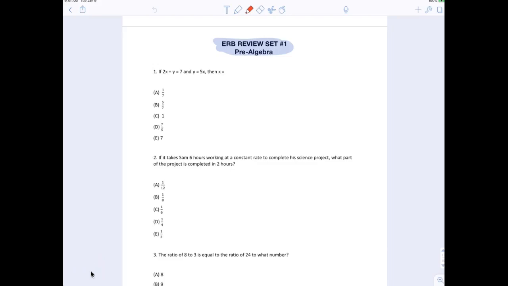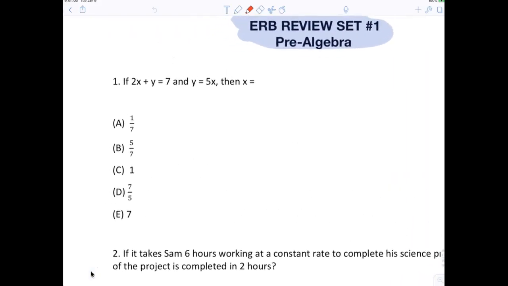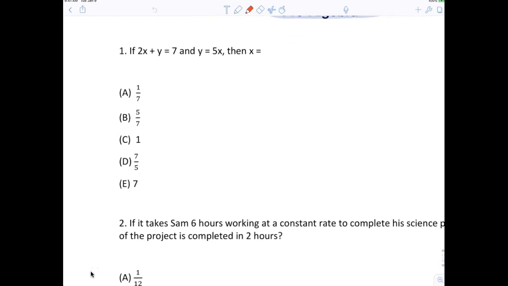These are the hard problems, okay? And I want to know, did anybody get number 1 correct? Wow, let's hear it. C. Anybody else? C? C? Wow. We are brilliant. Yay. All right, let's talk about it real quick.